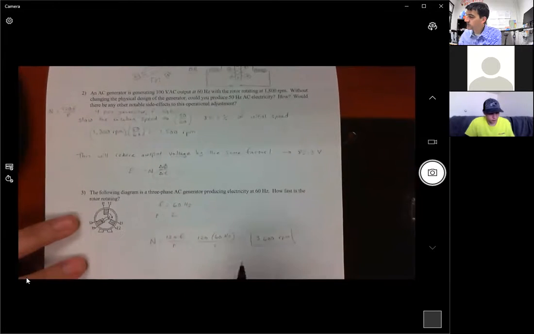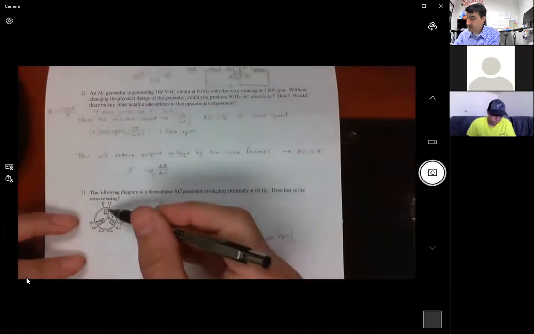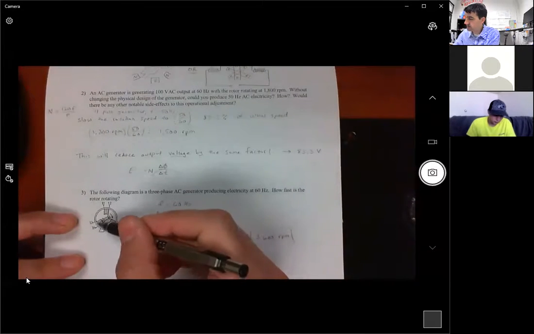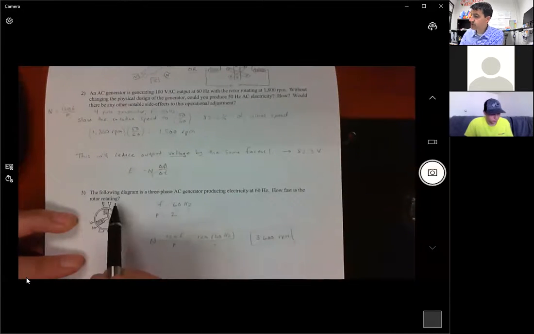Number 3, this one's pretty simple. It's a 3-phase AC generator. Here are the phase windings, phase A, phase B, phase C, for example. It's producing electricity at 60 hertz. How fast is the rotor rotating?